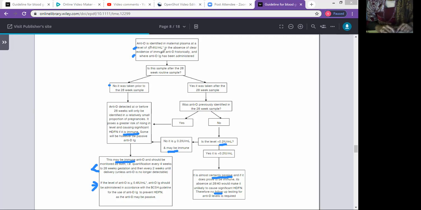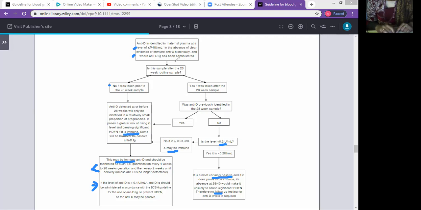However, if the anti-D that has been detected is actually immune in nature but is considered passive, then we may not monitor it, and it may rise to very high levels during the course of pregnancy, which would pose a risk of HDFN. So this is an important chart that needs to be taken into account regarding which antibodies to consider as immune and which as passive.